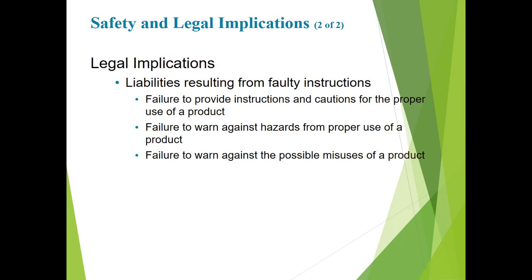There are also legal implications, and there's liabilities resulting from faulty instructions. If you fail to warn against a hazard, if you fail to warn against possible misuses of a product, it could have legal implications.